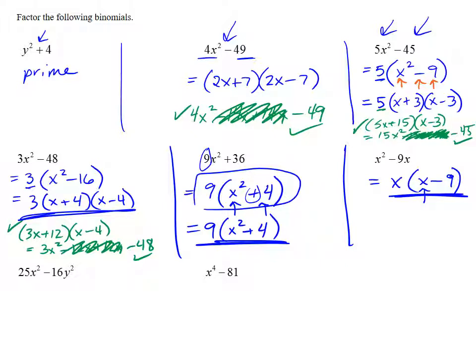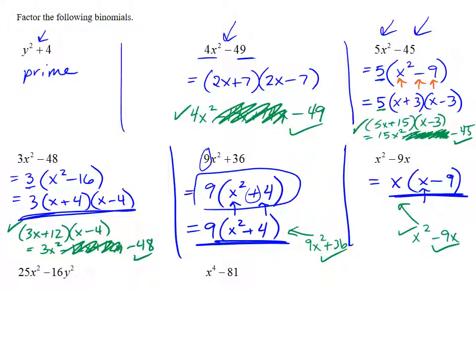In these last two examples, I forgot to mention checking. All you really do to check these two examples is distribute, in the first example, the 9 back in. So we get 9x squared plus 36, which is where we started. And the check on this one, distribute the x back in, x squared minus 9x. So that checks.